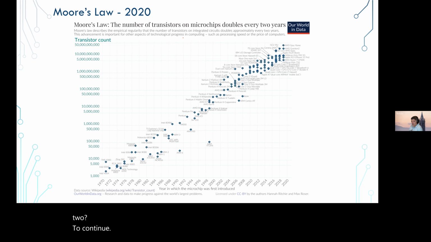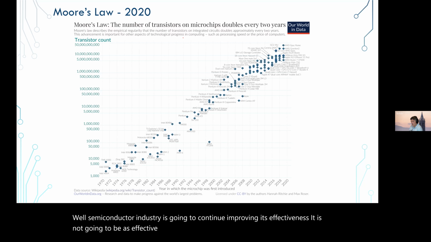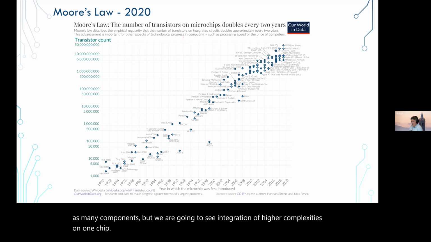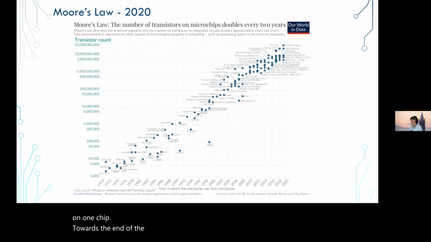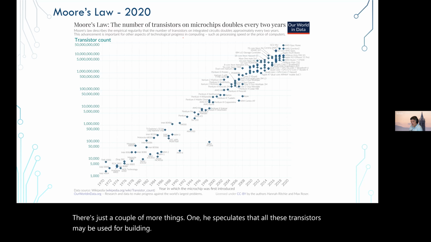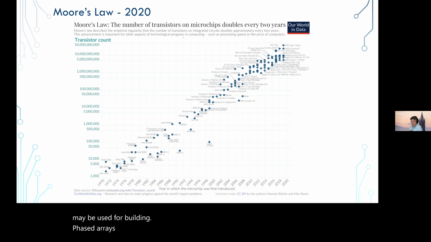Well, the semiconductor industry is going to continue improving its effectiveness. It is not going to be as effective as it has been in the past. We are not going to see as many components, but you're going to see integration of higher complexities on one chip. Towards the end of the original Moore's article, he mentions a couple more things. One, he speculates that all these transistors may be used for building phased arrays, which is kind of interesting.